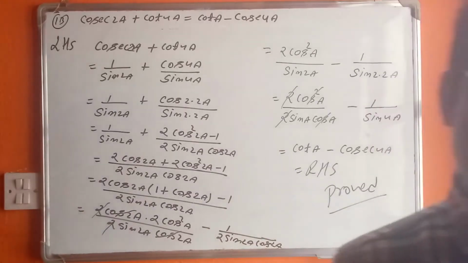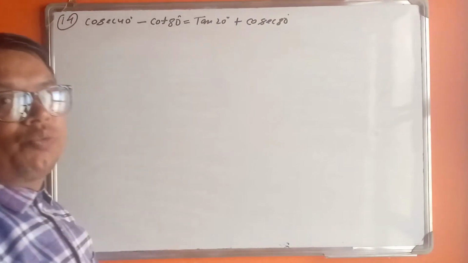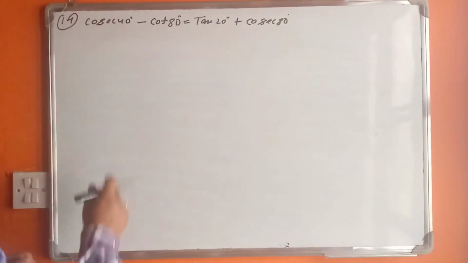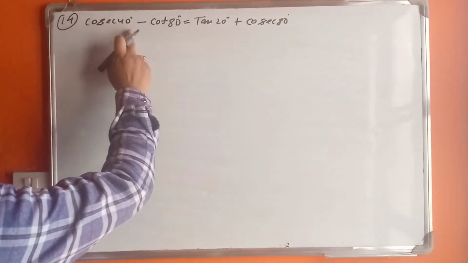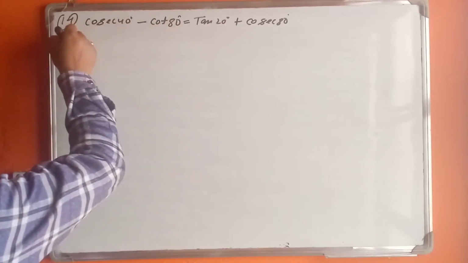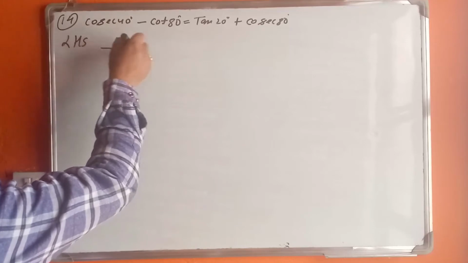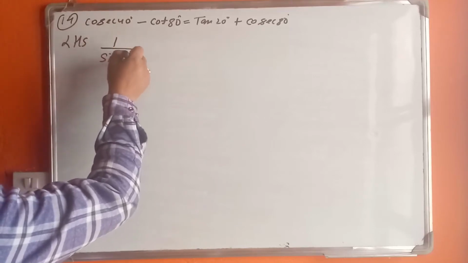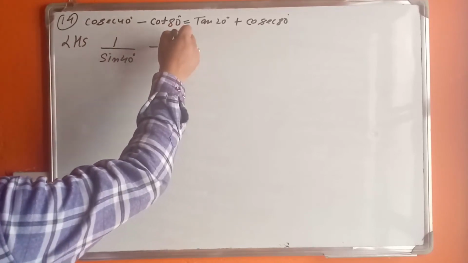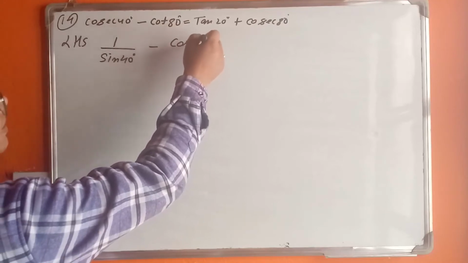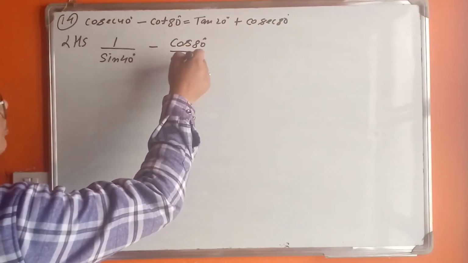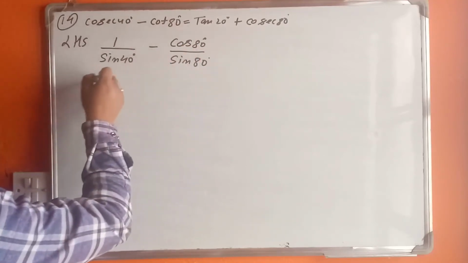Let's go to another number. Question number 14. This is also similar to number 13, the same way, but cosec 40 degree minus cot 80 degree. Left hand side. Now I'm not copying the left hand side. Cosec 40 means 1 by sin 40 degree. Cot 80 means cos 80 degree by sin 80 degree. Same process. Now this as it is.